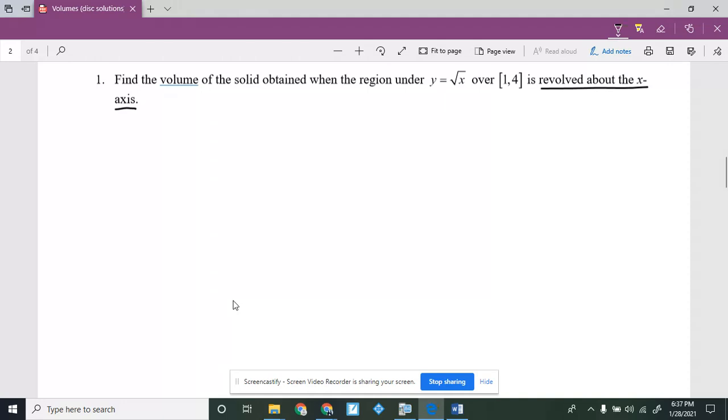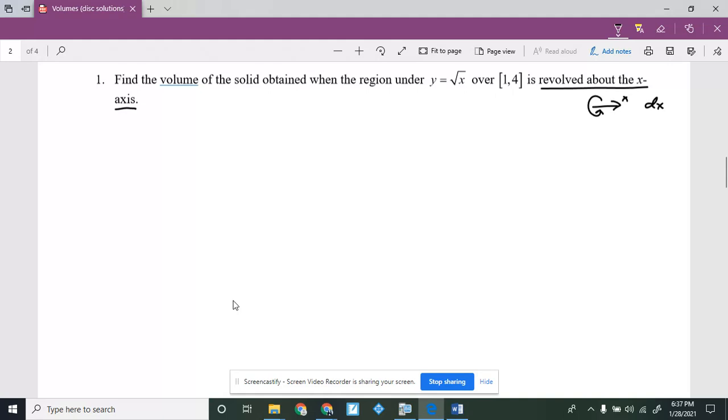Well, now you underline, what are you revolving around? If you're revolving around the x-axis, this is me drawing an arrow, not a G. If you're revolving around the x-axis, that means everything has got to be in terms of x. You're integrating with respect to x because the thicknesses of your cross sections, which happen to be perpendicular to that axis of revolution, would be delta x's.